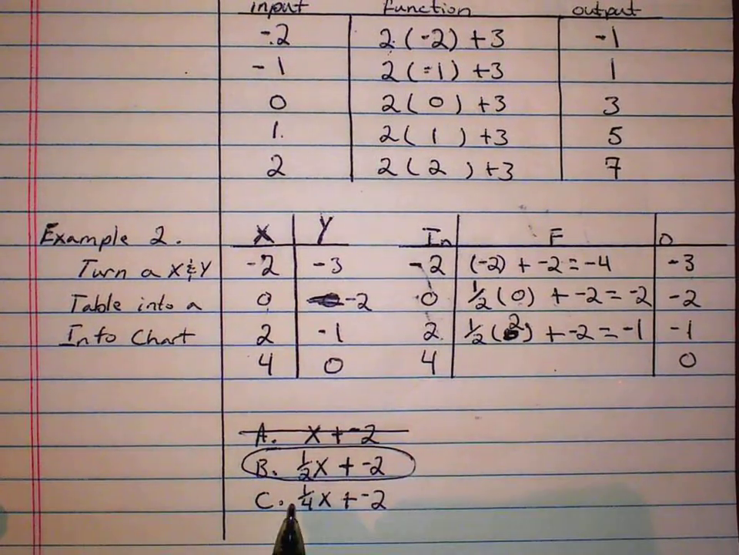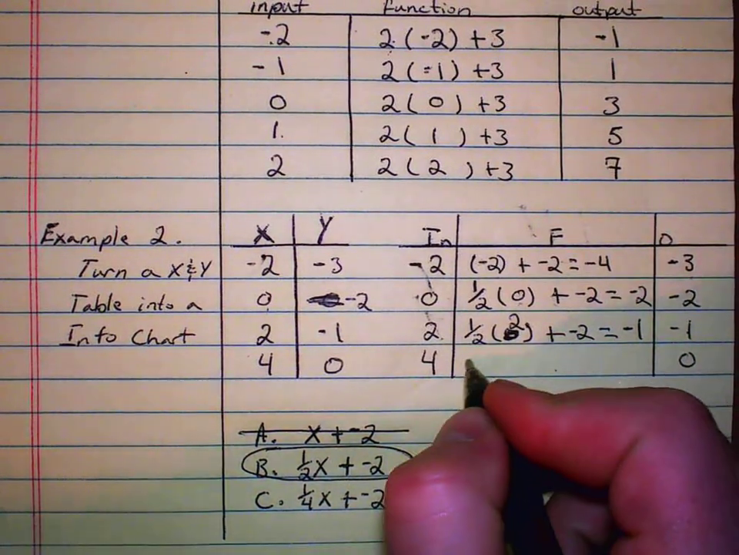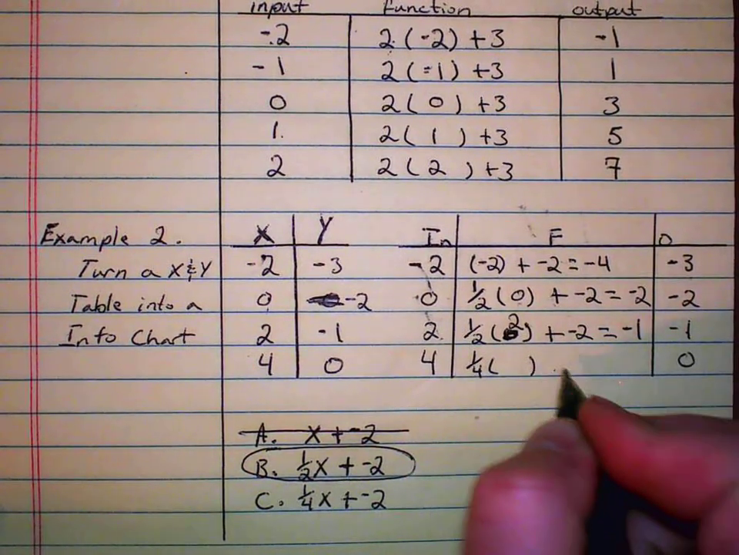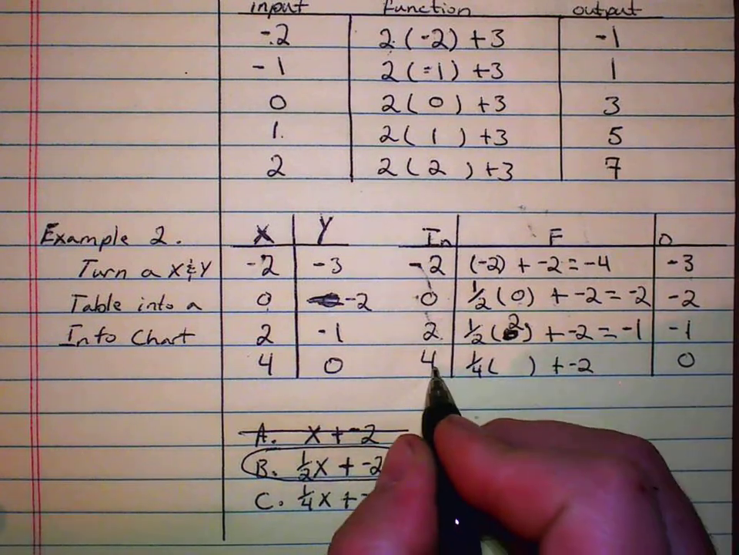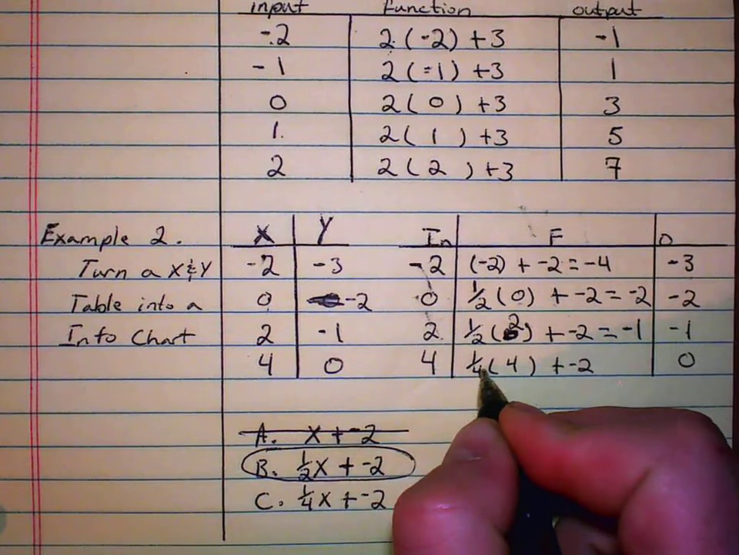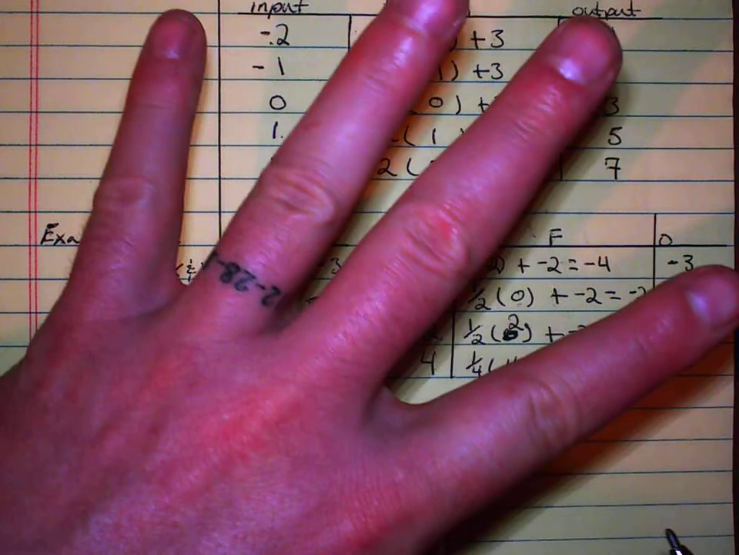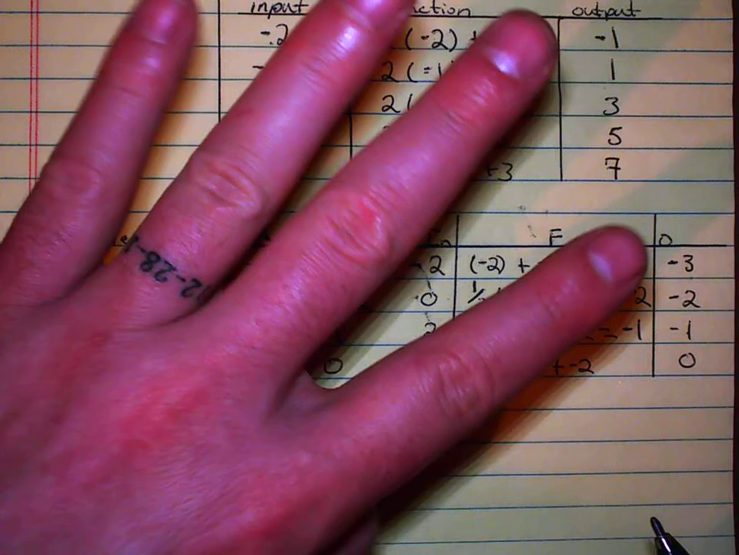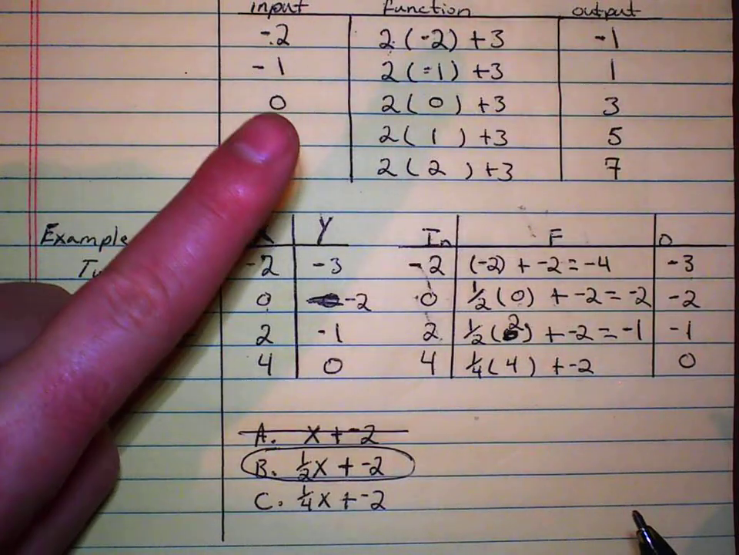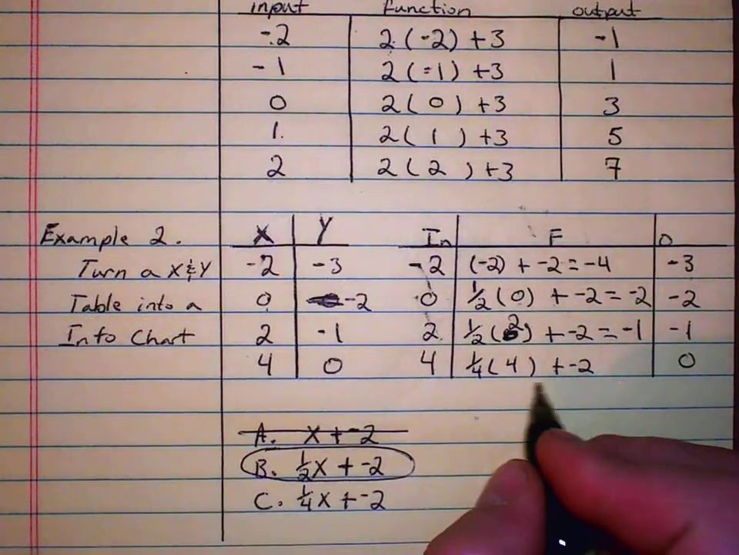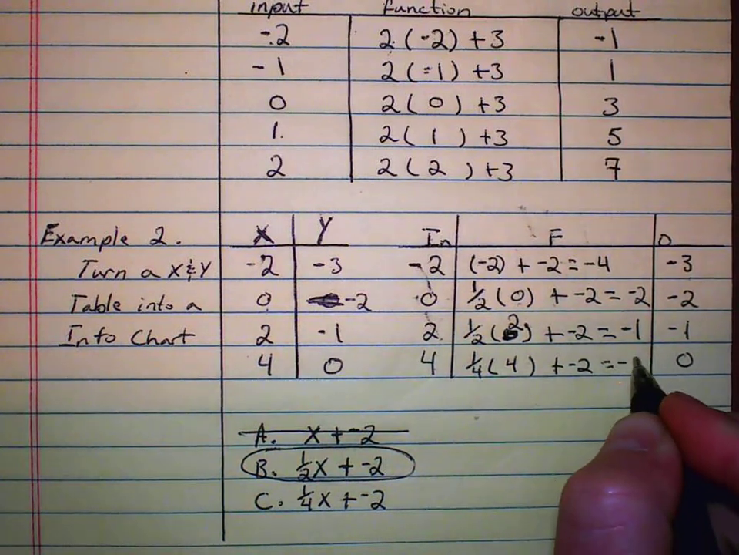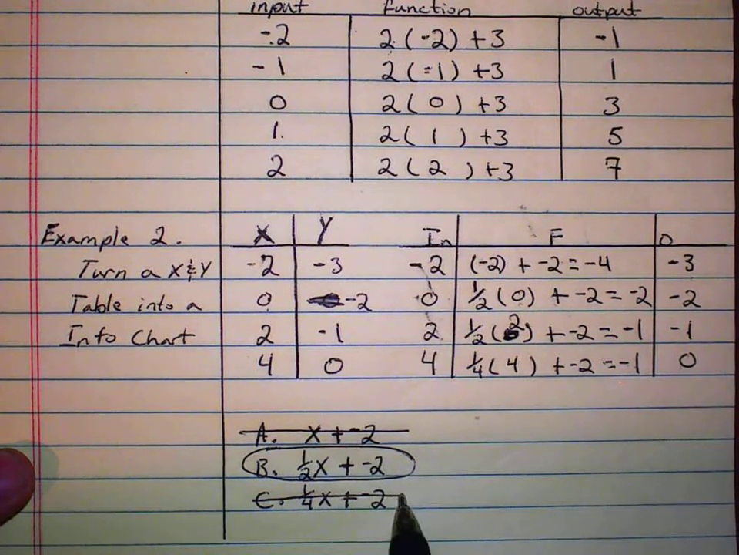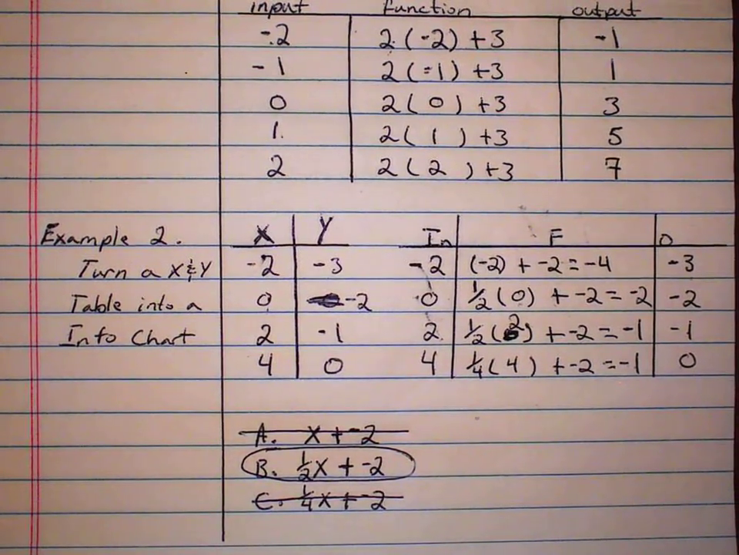You want to be safe, you can plug in C and double check it. C would be 1/4, open parentheses, close, plus a -2. Well, 4 would go in right here. If I've got 4 parts of something, 1, 2, 3, 4, and then I only have one of those, then 1/4 times 4 is 1. 1 plus a -2 is a -1. Well, -1 doesn't match 0. So I can mark out C, and I know for sure that B is my answer choice.